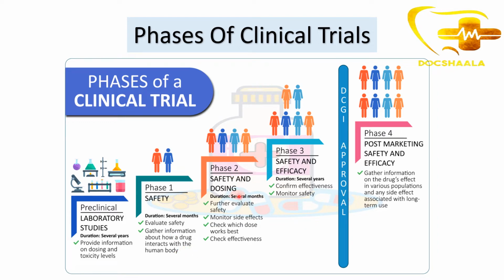Then phase 2 is safety and dosing. It lasts for several months. It further evaluates safety, monitors side effects, checks which dose works best, and checks effectiveness. Phase 3 is safety and efficacy. The duration is again several years, to confirm effectiveness and monitor safety. After the drug is approved, comes phase 4, that is post-marketing safety and efficacy. This is just a gist. The following slides will clearly explain what these phases are.